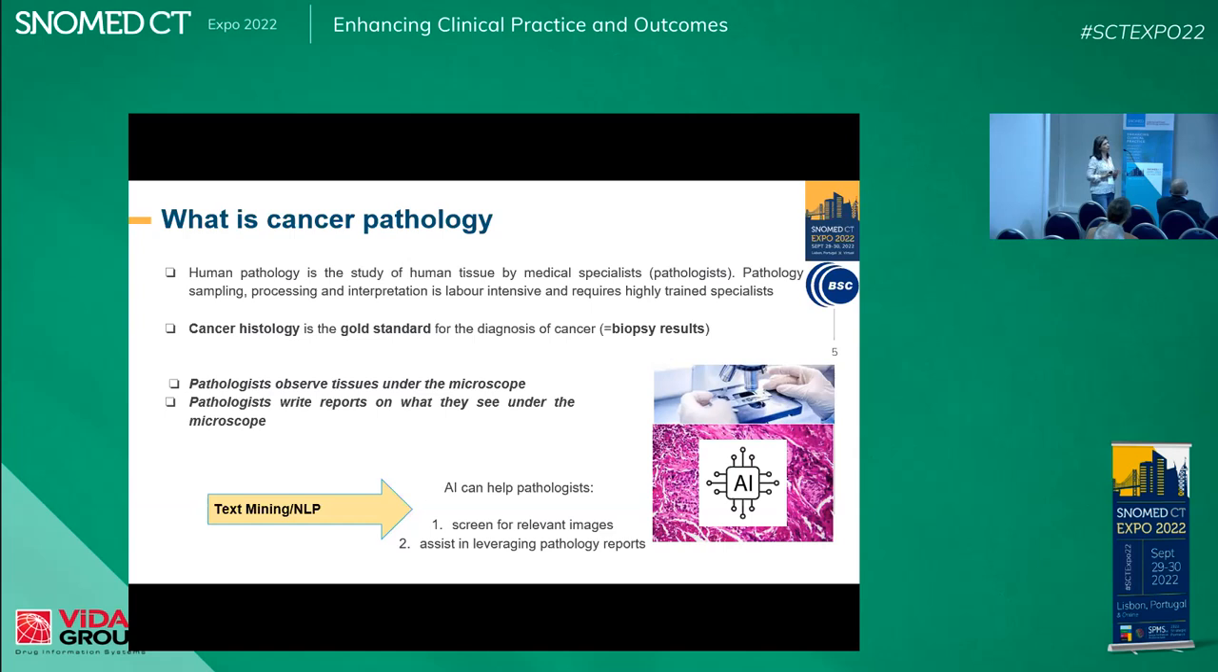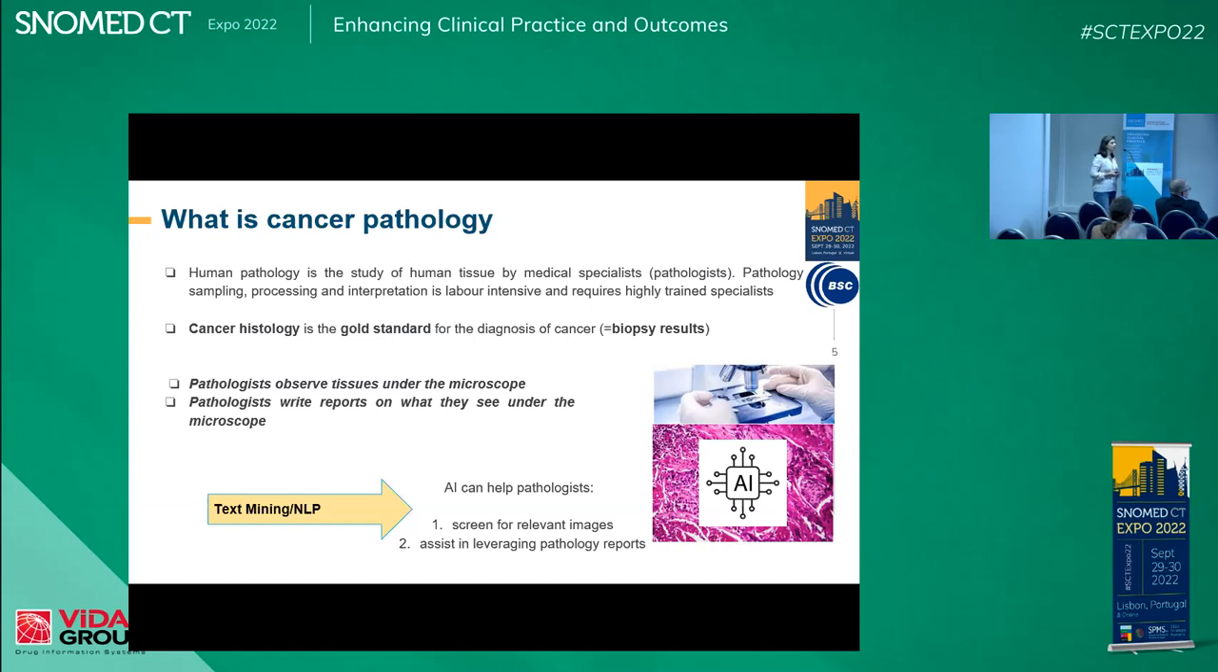So we all know that there is screening of breast cancer. So the pathologist will only have to look at the ones that have something, not at the 100,000 that they receive every year, or Papanicolaou, or whatever is done. And it can assist also text mining and natural language processing in leveraging the pathology reports.